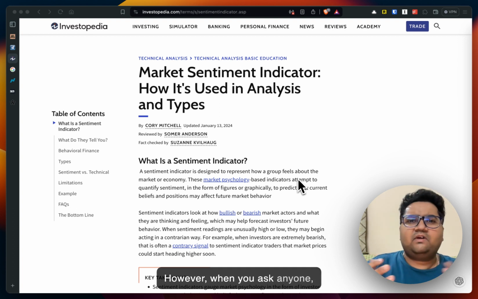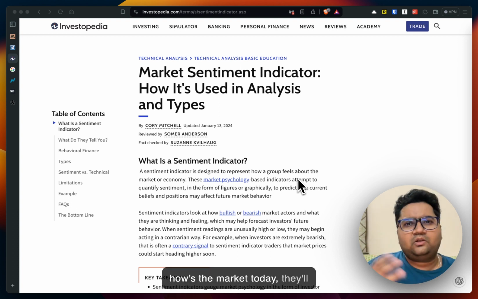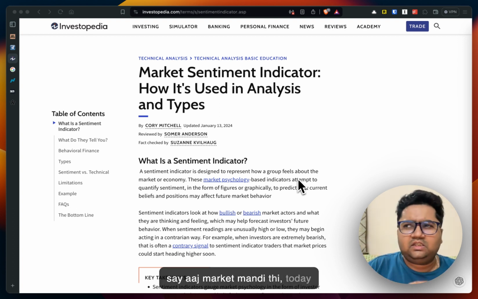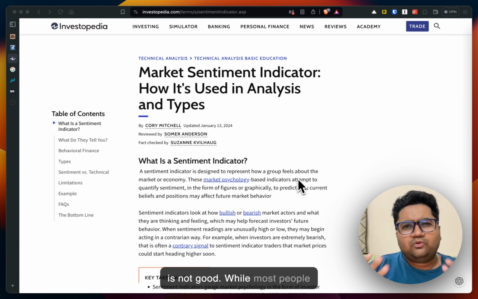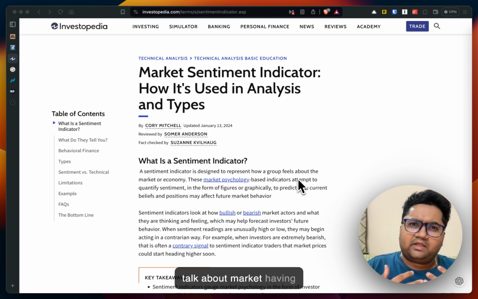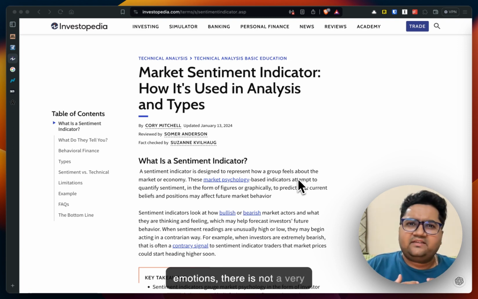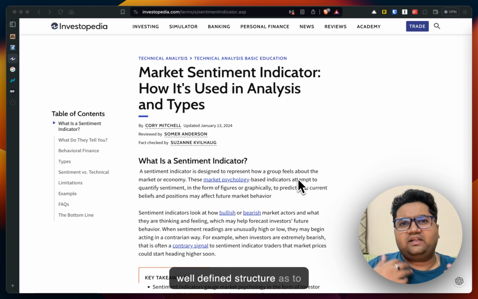However, when you ask anyone, how's the market today, they'll say, "आज market मंदी थी," or "today it was swing," or "the sentiment is not good." While most people talk about market having emotions, there is not a very well defined structure as to measure it.